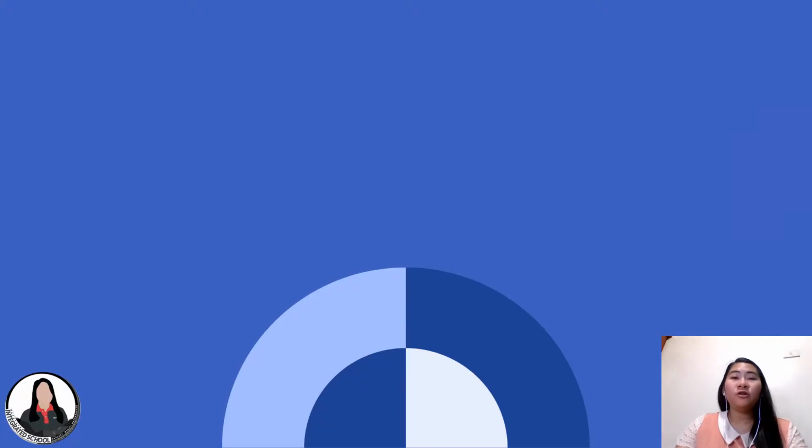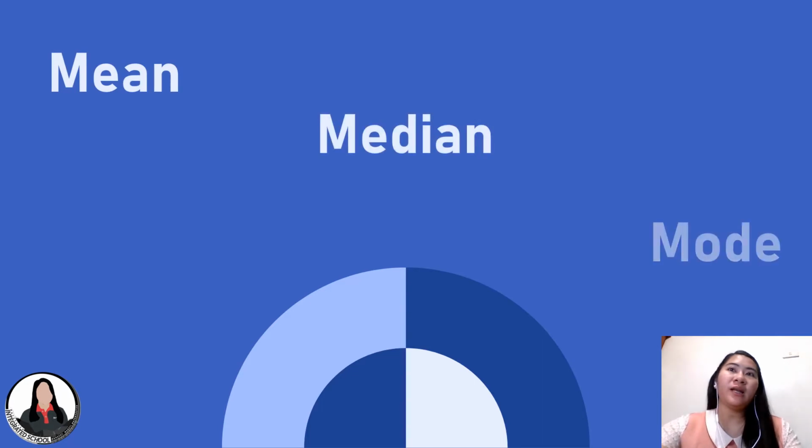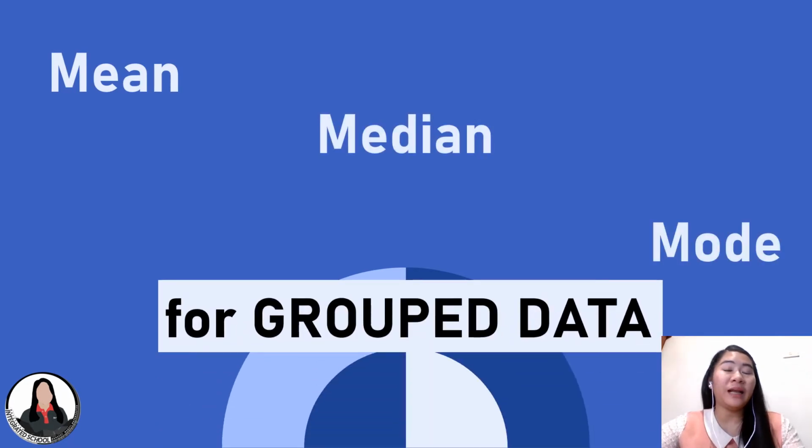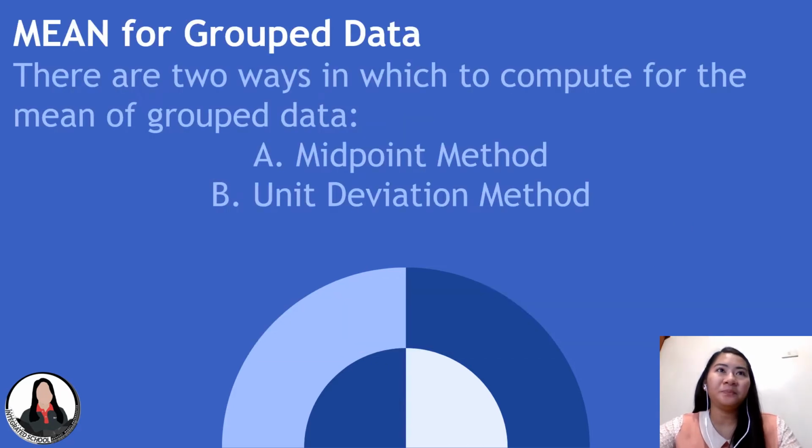So as I have mentioned a while ago, we will discuss the measures of central tendency for our group data. Okay, so we have the mean, the median, and the mode for our group data. Last week, diniscuss natin kung paano ba kuhanin ang measures of central tendency for ungroup data. So ngayon naman, paano na kapag siya ay arrange na sa isang specific na class, paano natin nahanapin ang measures of central tendency. So let's start with mean.